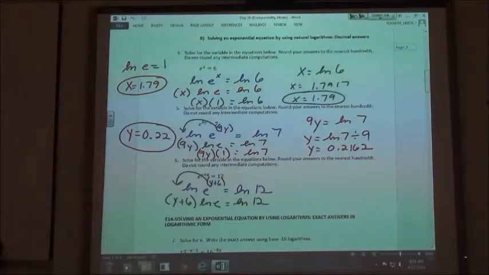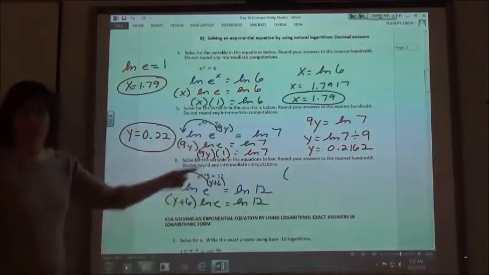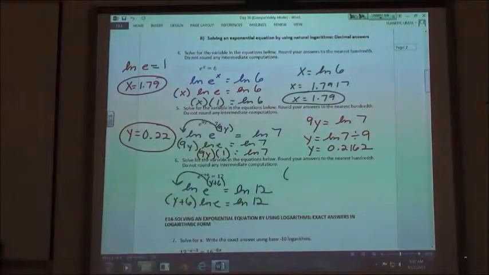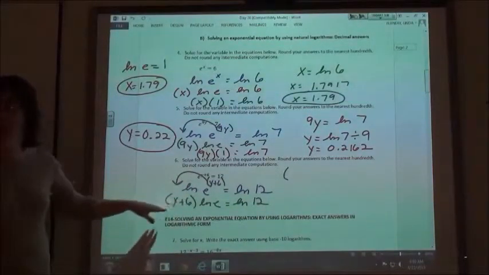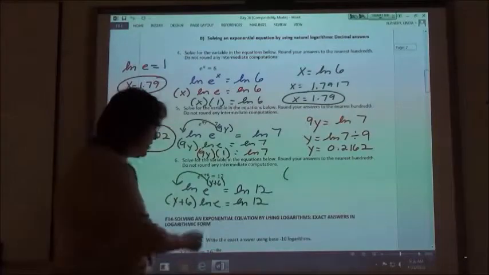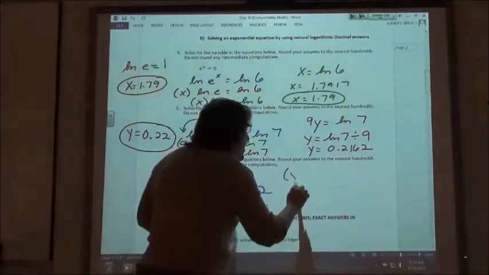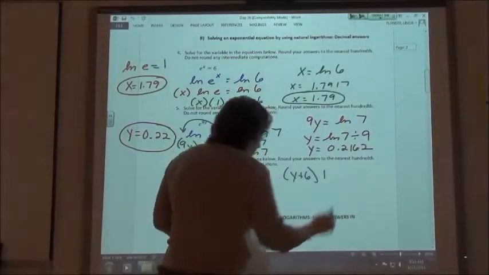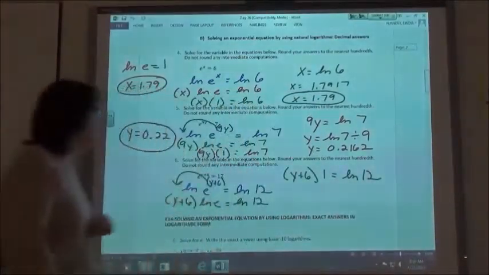So then what are we going to do next? We're going to do y plus 6. We're not changing that. All we're going to do on this step is replace the natural log of e, right? So y plus 6 times 1 equals the natural log of 12, because the natural log of e is 1.